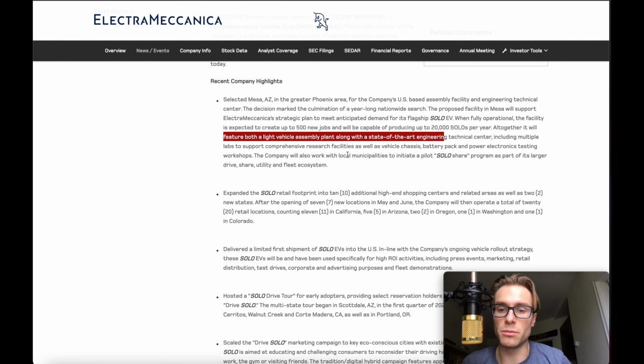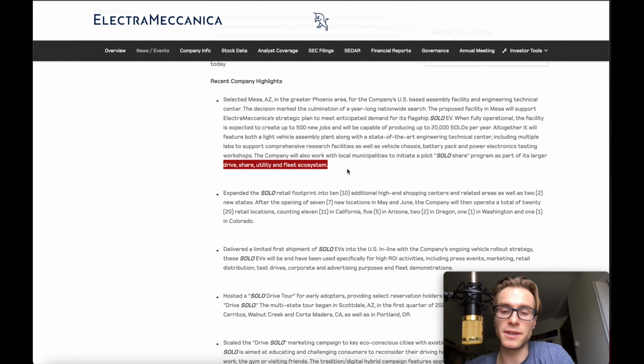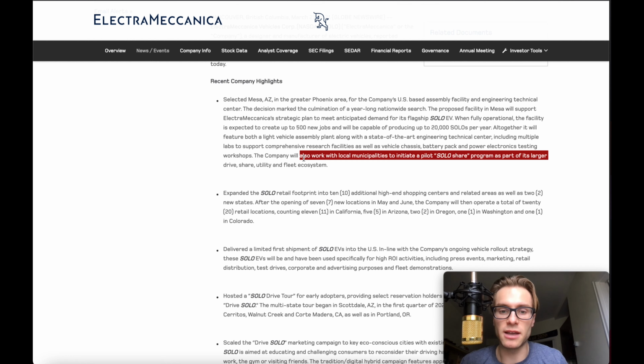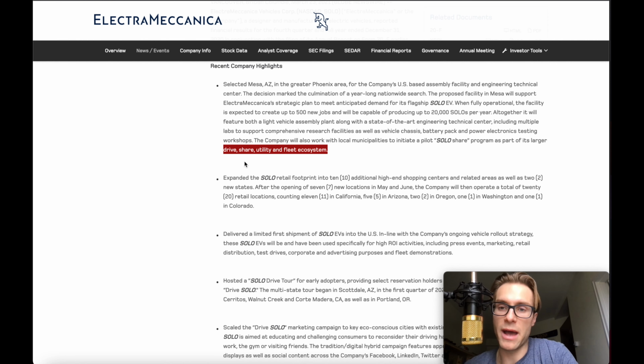The company will also work with local municipalities to initiate a pilot Solo share program as part of its larger drive share utility and fleet ecosystem. So they're trying to use these products not only to cater towards a population that, for example, commutes to work as an individual, but also for example, Uber Eats. They don't need big cars, especially if there's just one person delivering the takeout order to customers. You could save a tremendous amount of costs using a Solo EV because it only costs $18,500. Okay, and as companies are trying to market themselves as emission-free, carbon-negative, or carbon-neutral, they might adopt these Solo EVs as a pretty good way to get around a compound, for example.